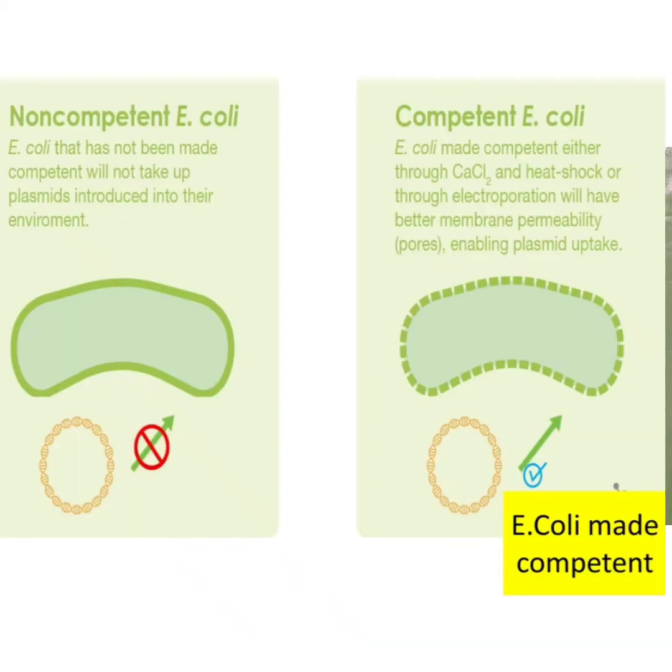On the left side in the image you can see a non-competent E. coli, E. coli that has not been made competent. That means it will not take up the plasmid introduced into the environment. Whereas on the right side you can see the E. coli made competent. How? By treating them with calcium chloride, or by heat shock, or through electroporation. This gives better membrane permeability and forms pores, enabling the plasmid uptake.